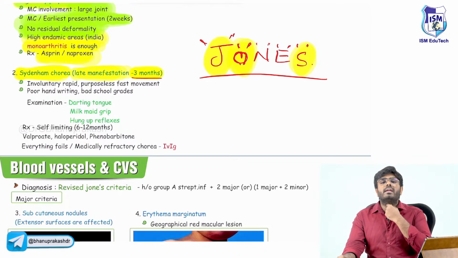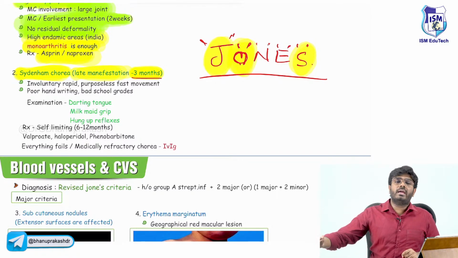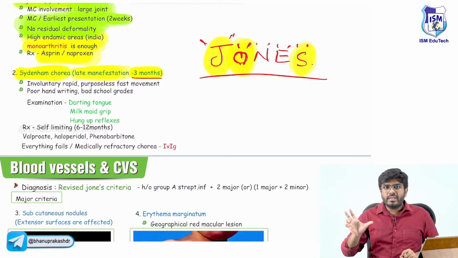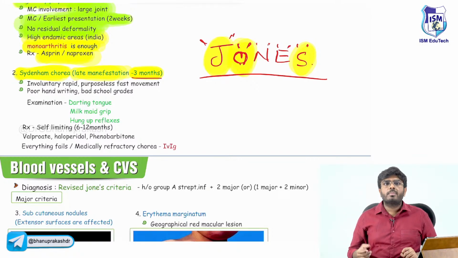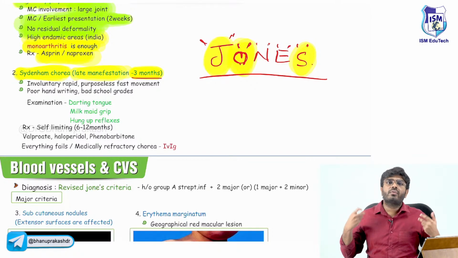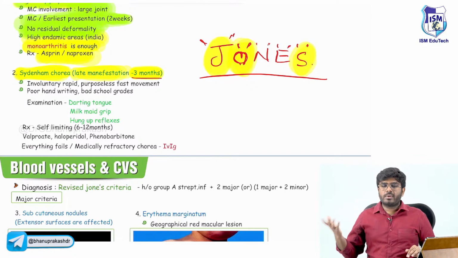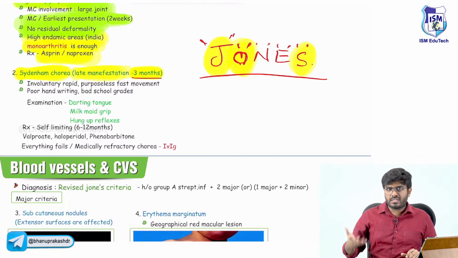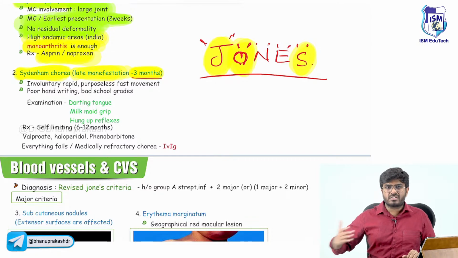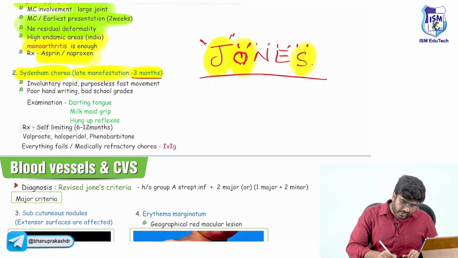So if today I get streptococcal pharyngitis, to develop Sydenham chorea, how much time should I wait? 3 months. By this time the mother has actually forgotten; after 3 months who will remember whether the child had pharyngitis or not. It's a very late manifestation, seen after 3 months.